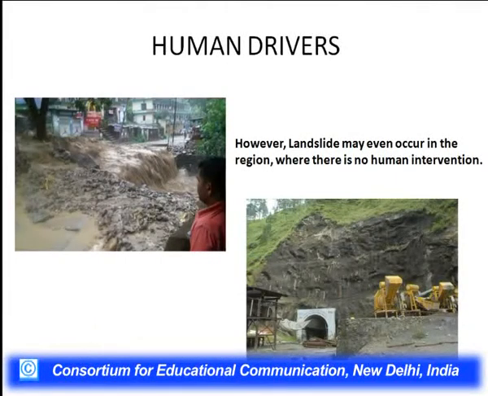Largely, landslides occur due to anthropogenic activity, human drivers, but in the background, rainfall poses a very important threat. However, I would like to tell you that in the very high Himalaya, where there is very little human interference, even there landslides occur, due to the steep slope. So, slope is also a very, very important relief feature, but largely the contribution is coming from human induced changes.